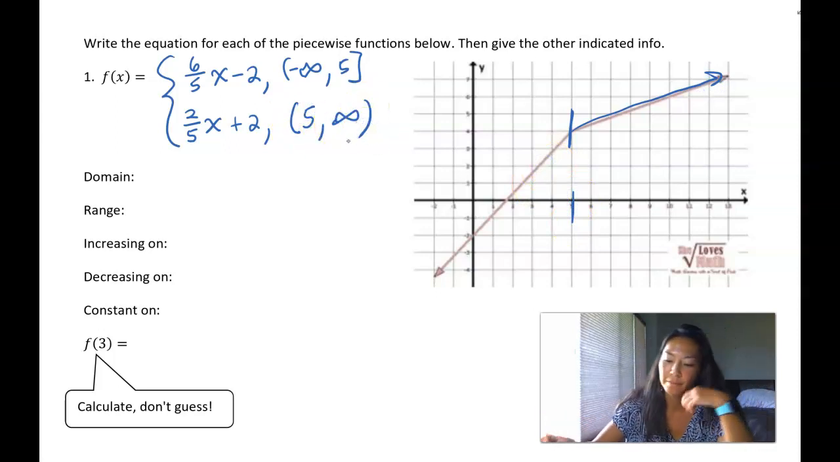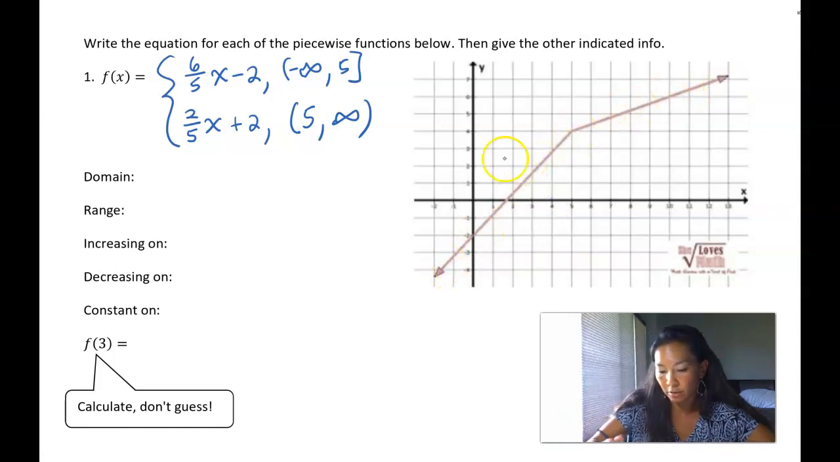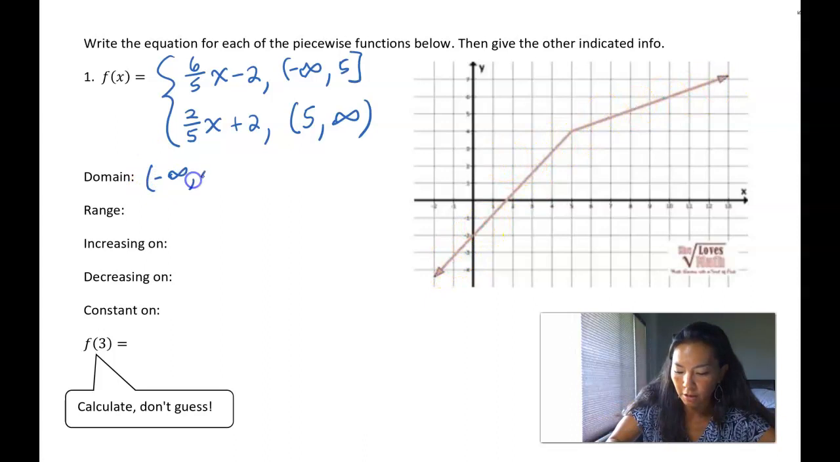Okay. If you did it opposite, it's fine. It's also correct. Now, this piecewise does not have any breaks in the graph, so it looks like the domain is from -infinity to infinity. And the range also is from -infinity to infinity.